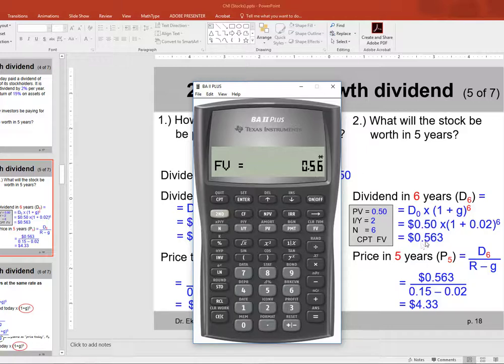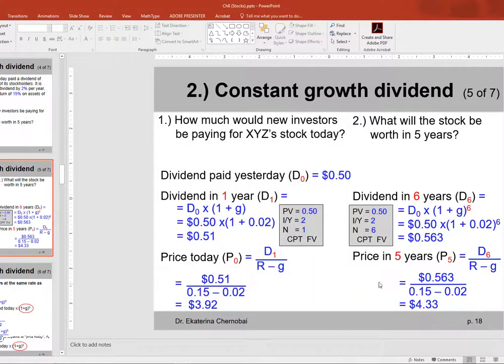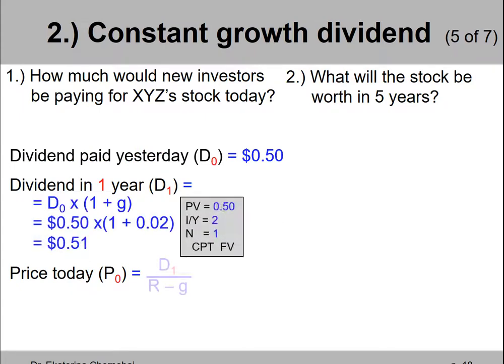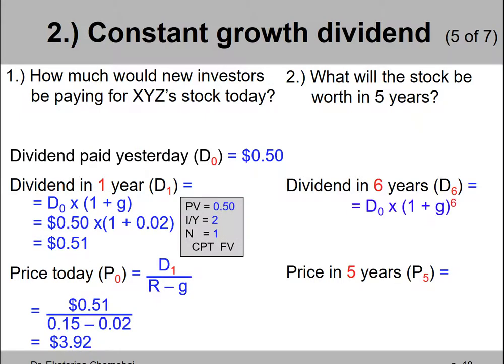On my slide I have 56.3 cents. So it's always better to increase the decimals. I actually didn't do that, but I probably should have. And then after completing this first step, you can do the second step to find the price in 5 years.